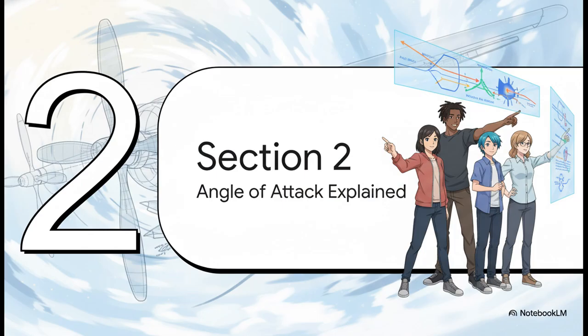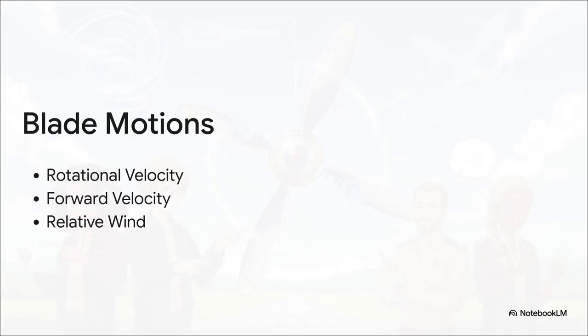Section 2. Angle of attack explained. Let's see how this actually works in motion. A propeller blade is doing two things at once. First, you've got rotational velocity, which is the blade spinning around the hub. Second, you have forward velocity, as the plane moves through the air down the runway. Mix those two together, and you get the relative wind. The angle where this relative wind strikes the blade's chord line, yep, that is your angle of attack, or AOA.